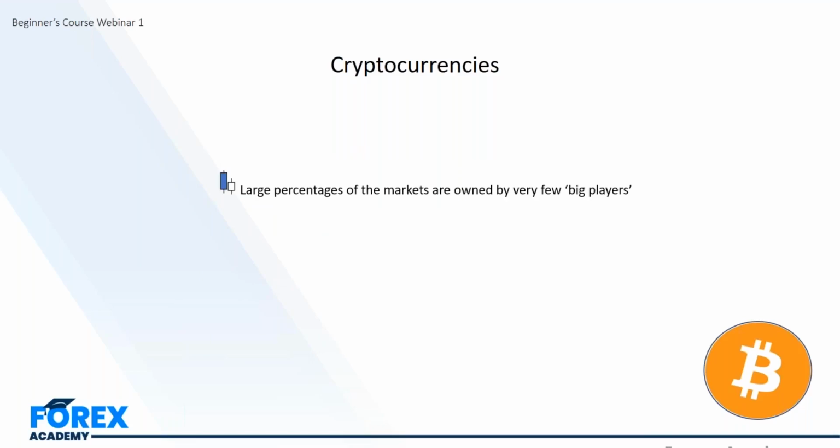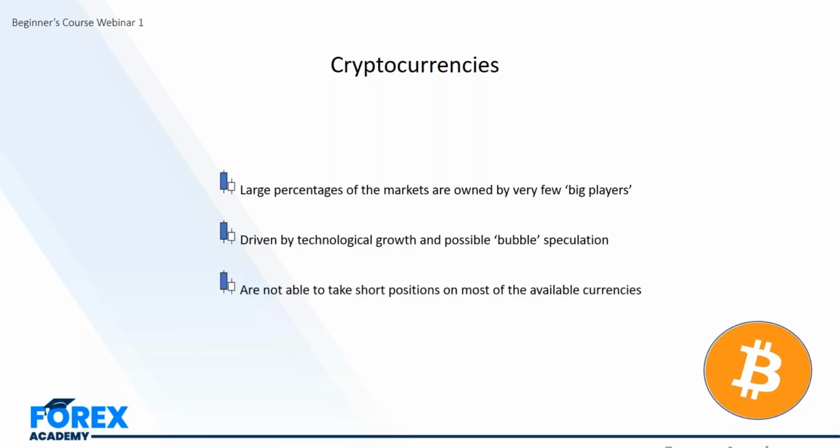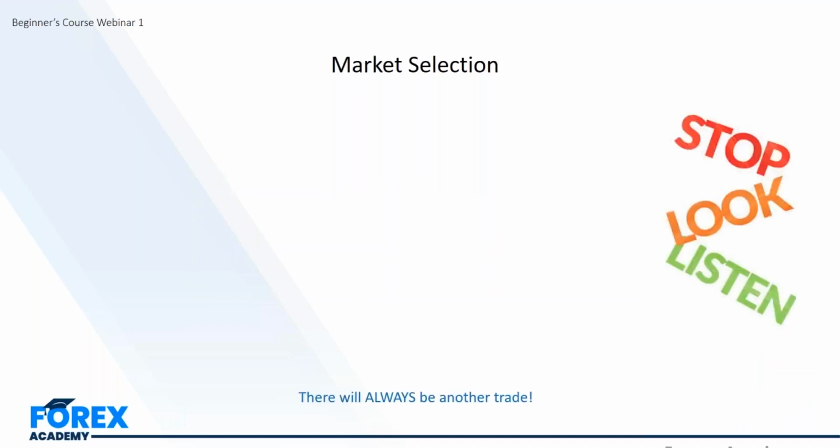A couple of points to note on cryptocurrencies: large percentages of the markets are owned by very few big players. They're driven by technological growth and possible bubble speculation, and we're not able to take short positions on most of the available currencies, which is relative to the cash markets themselves in the currencies. With our CFDs and trading platforms, we are indeed able to take short positions and speculate that the price will fall in these cryptocurrencies.